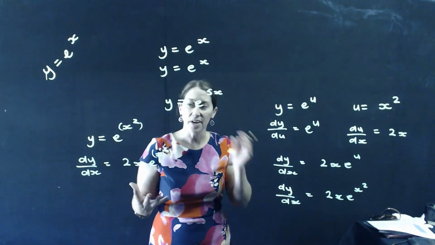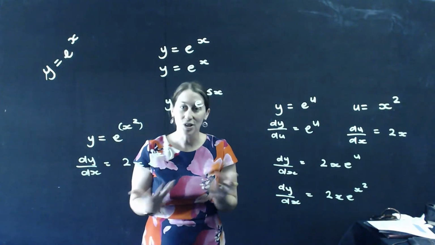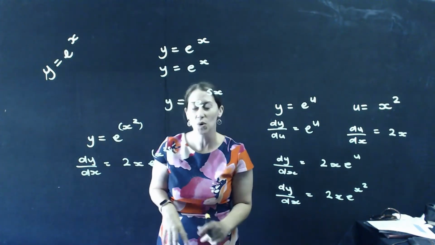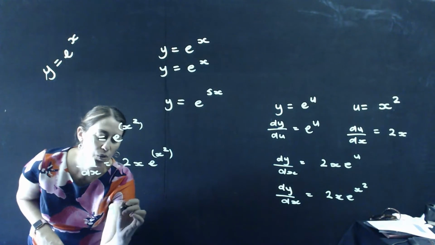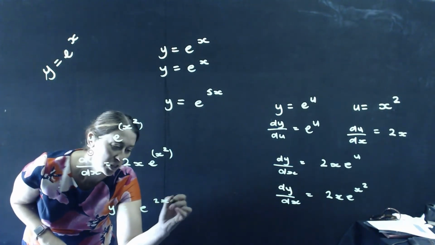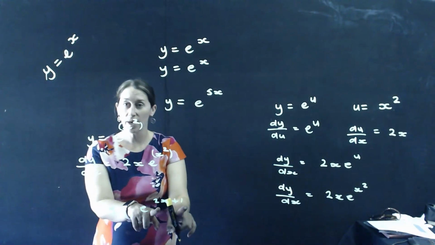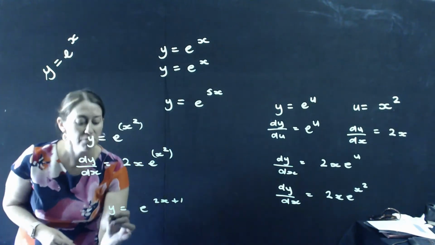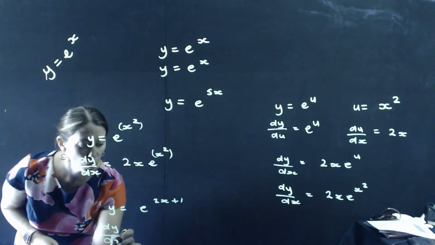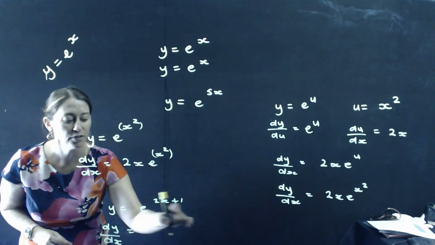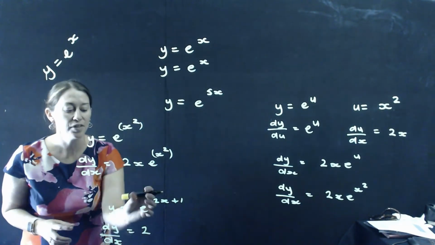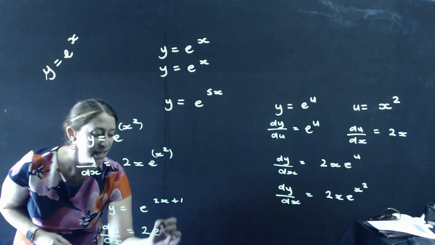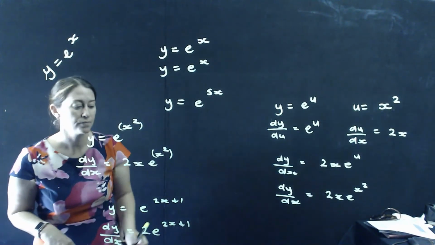So what we can in fact do is now use the shorthand to do some derivatives. Let's just do one more. y equals e to the 2x plus 1. Well, our power is 2x plus 1. So if we differentiate this, we get dy/dx equals, well, the derivative of the power is just 2, and then we keep the function itself, e to the 2x plus 1.